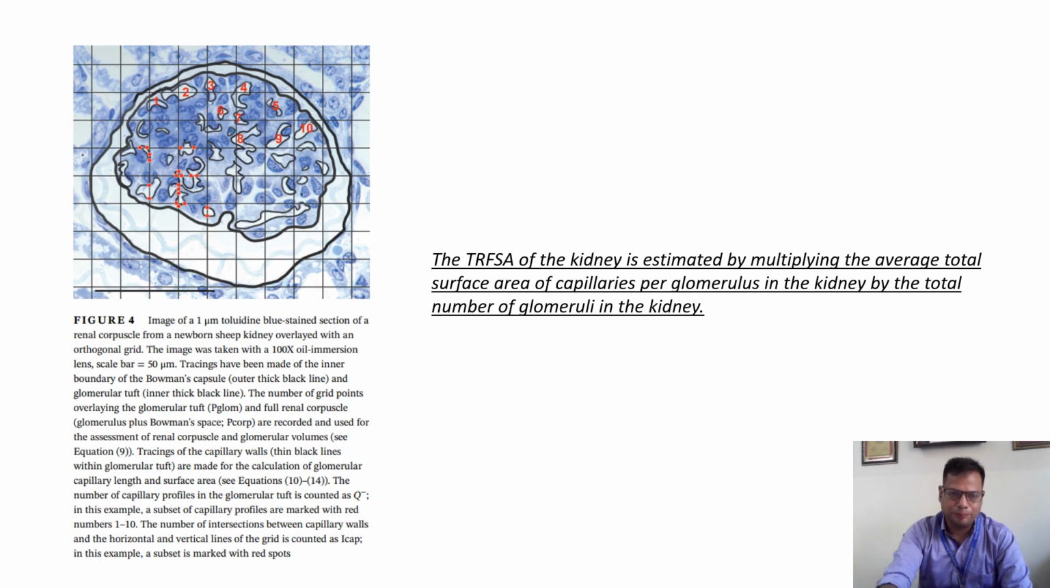So this figure number 4 is showing the TRFSA of the kidney estimated by multiplying the average total surface area of the capillaries per glomerulus in the kidney by the total number of the glomeruli in the kidney. The image of a 1 micrometer toluidine blue stain section of the renal corpuscle from the newborn sheep kidney overlaid with the orthogonal grid. So this is how the TRFSA can be calculated with the help of the grid.